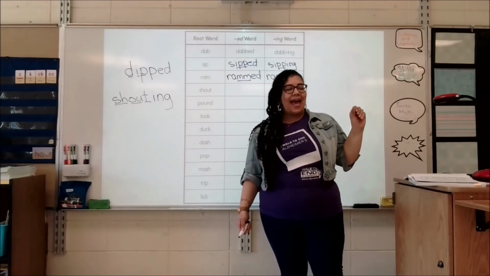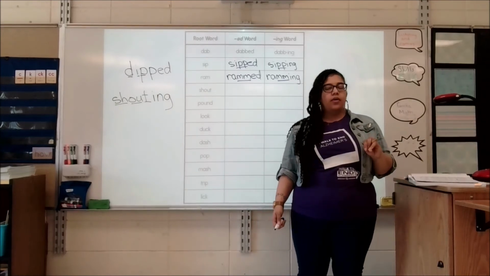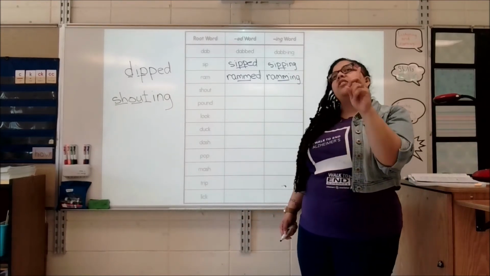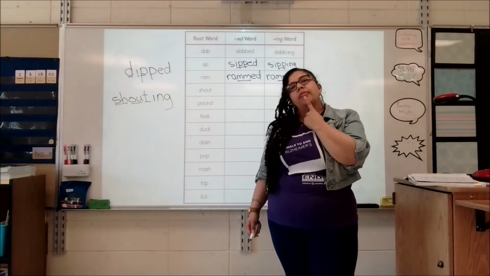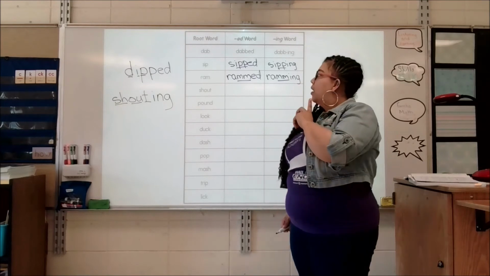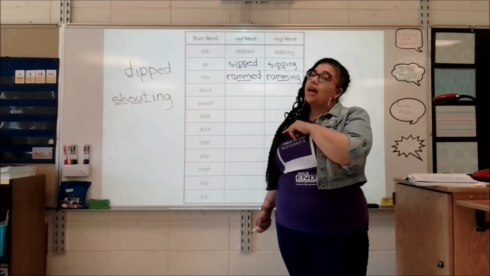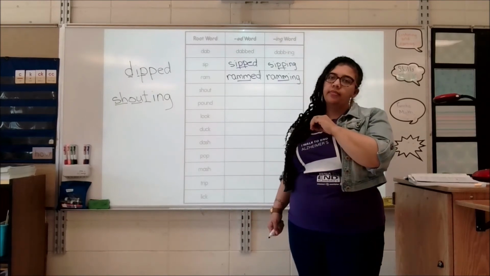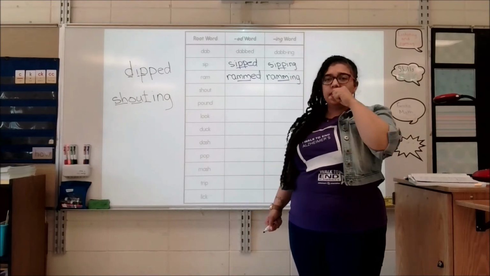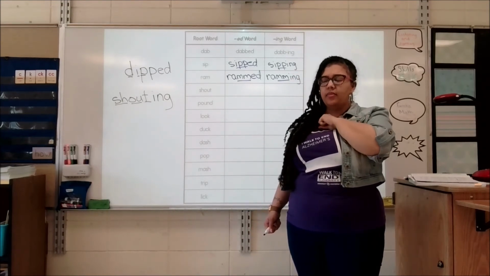But I am going to do pound. Pound. Okay? So let's think about this. Is this a one-syllable word? It is. It has one vowel sound, so it's one syllable. Good. The vowel sound is what? Ow, good. The vowel sound is ow.